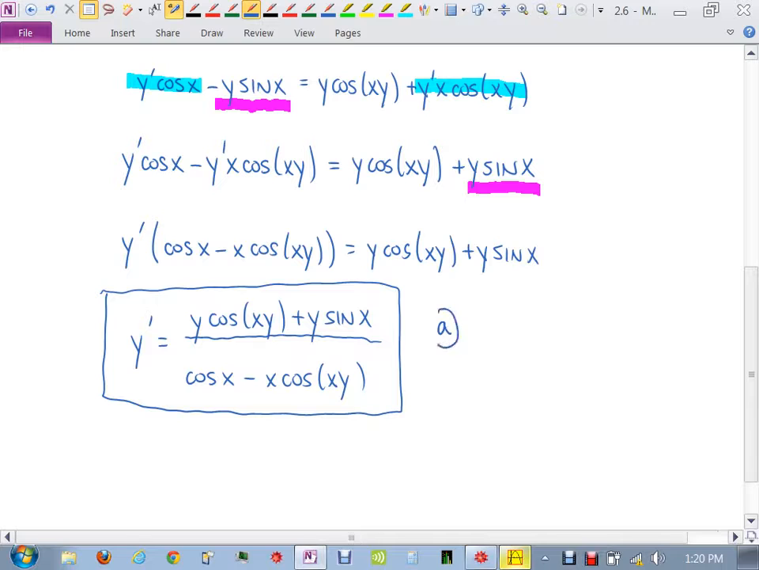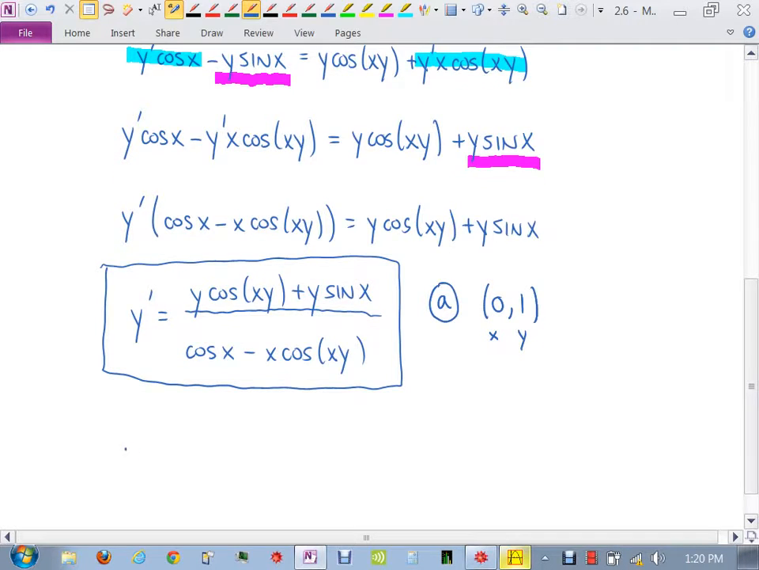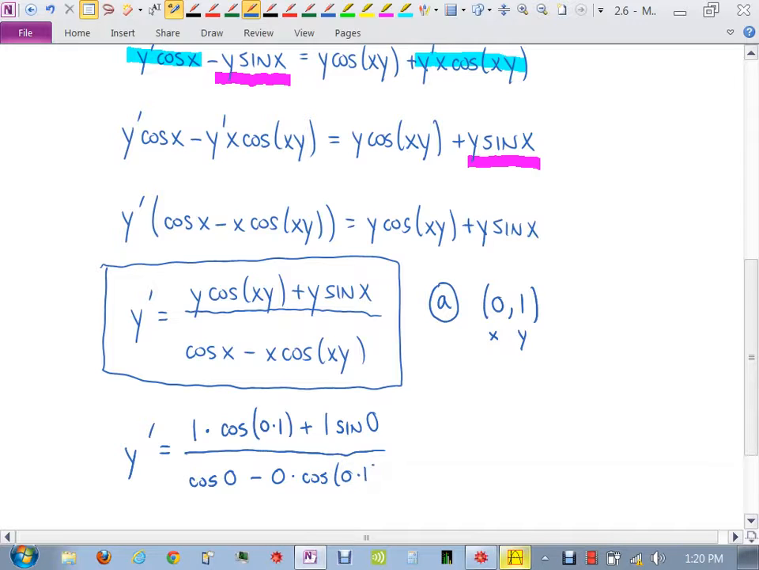So at the point 0, 1, that means 0 for x and y equals 1. Plug it in and what would we get? y prime equals y, which is 1, times cosine of 0 times 1 plus y, which is 1, times sine of 0, all over cosine of 0 minus 0 times cosine of 0 times 1.